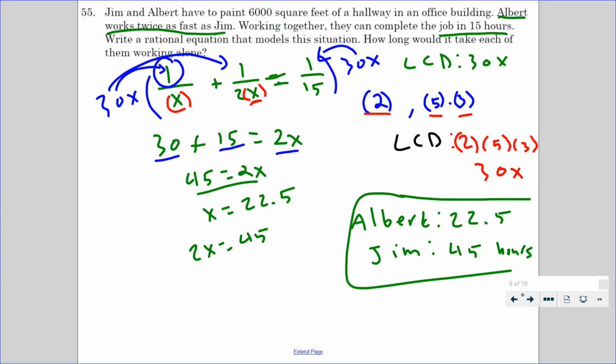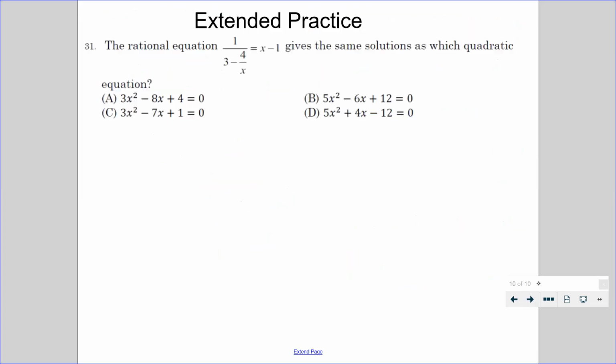All right, the next problem is going to be in your extended practice. There was also a warm-up, so if you did the warm-up, you would recognize this problem. And we are going over it.